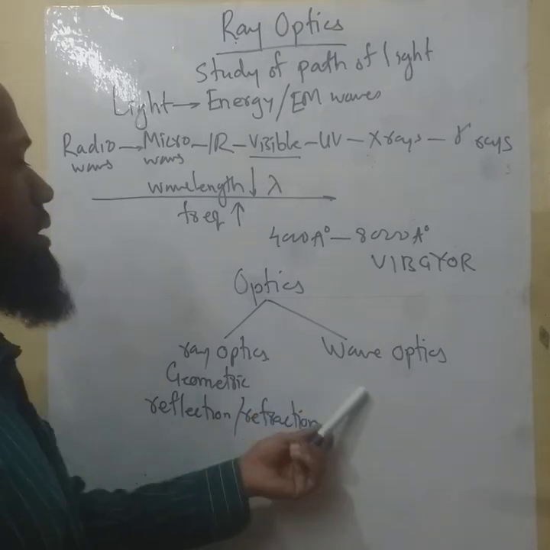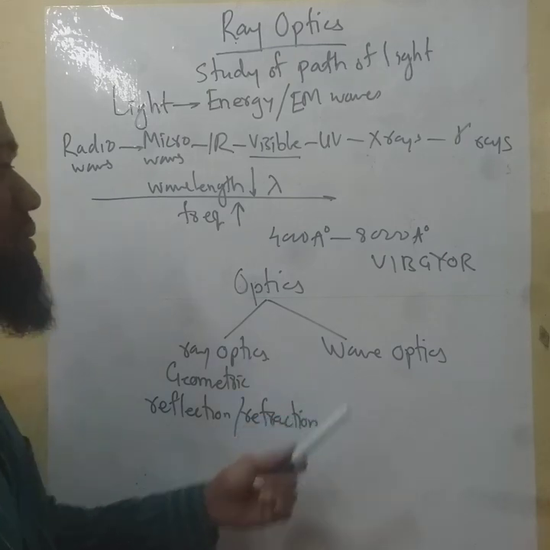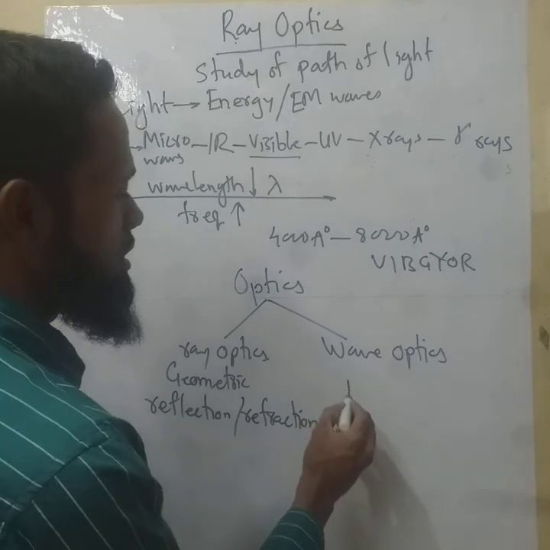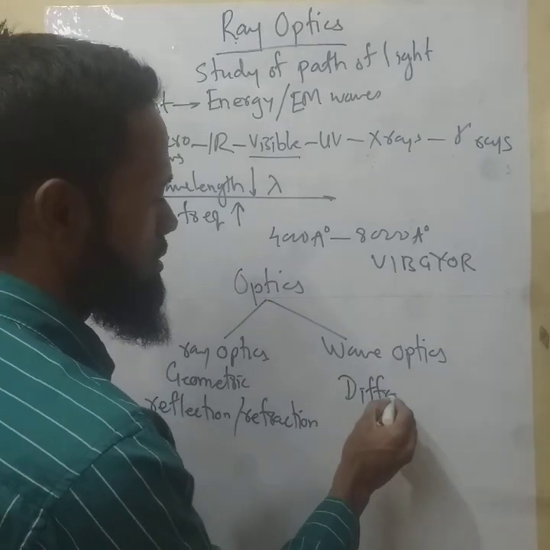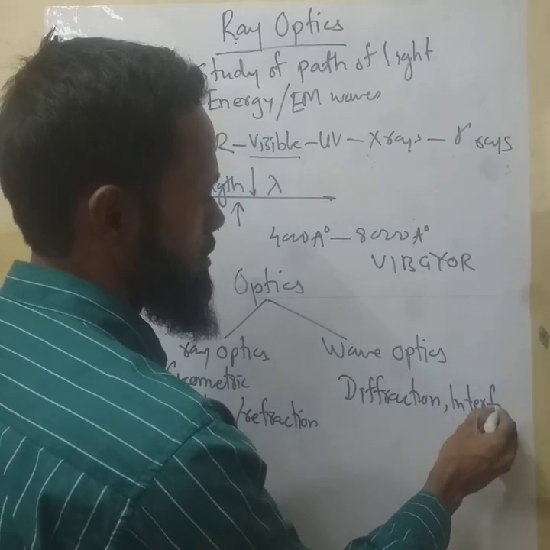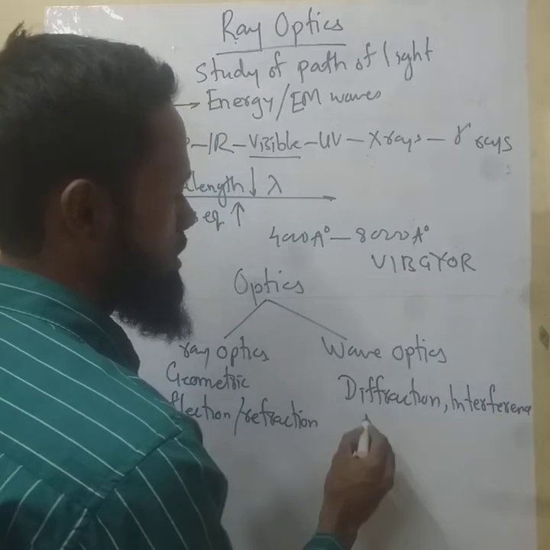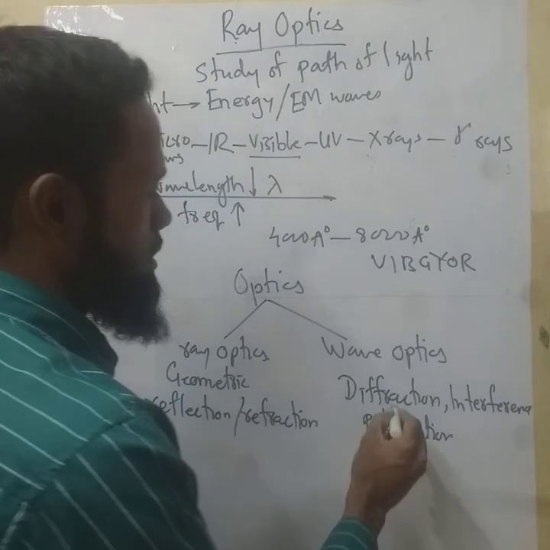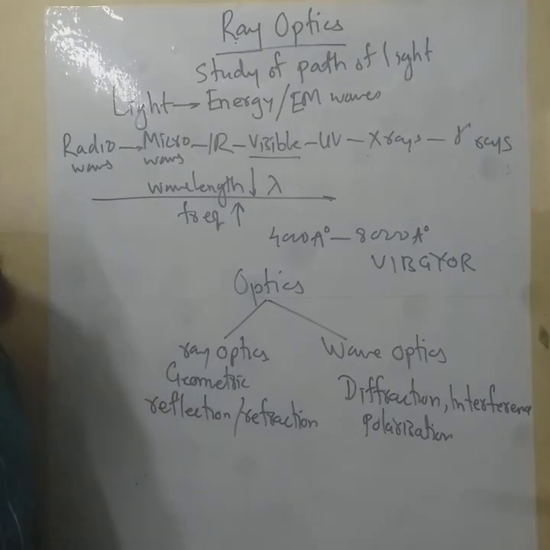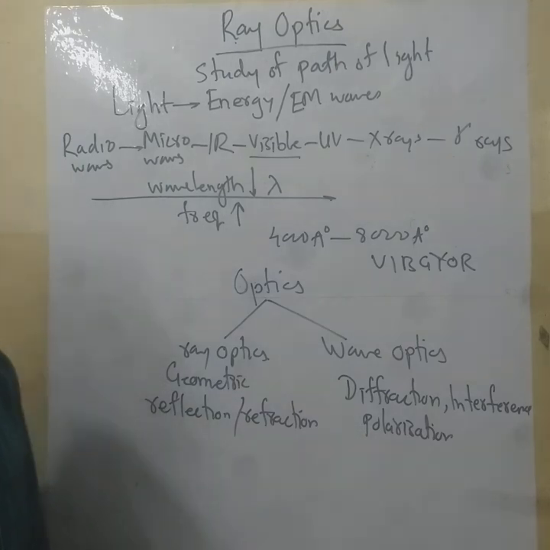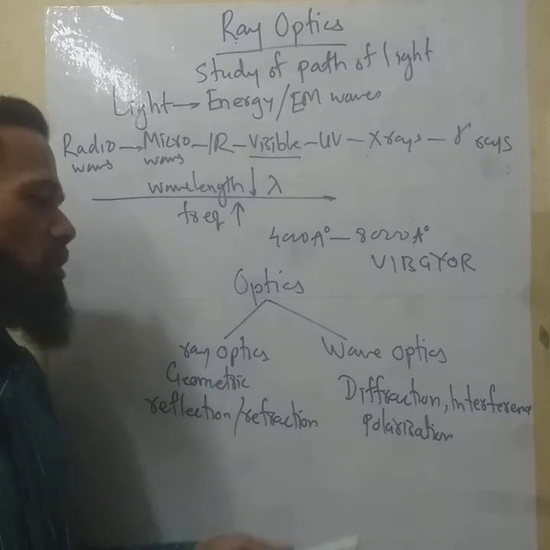And simultaneously in wave optics we are dealing with microscopic phenomena like diffraction of light, interference of light, and polarization of light. These phenomena we cannot see with our naked eyes, and here the objects we are dealing with have dimensions equal to the wavelength of light.